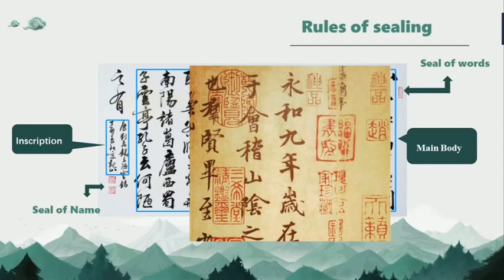As we are seeing rules, how about this calligraphy work? Why is it full of seals? Okay, we are talking about the rules when someone just finishes a calligraphy work. This picture is the work of a very famous calligrapher. These seals were put by descendants who used to own this work.